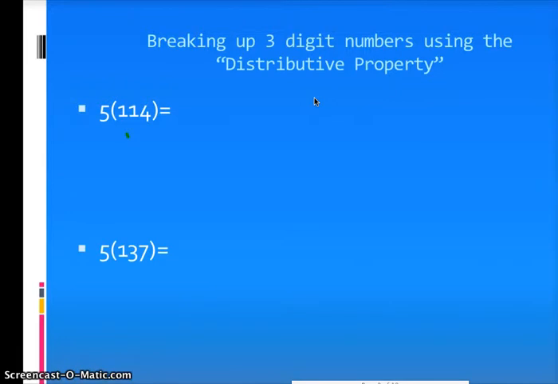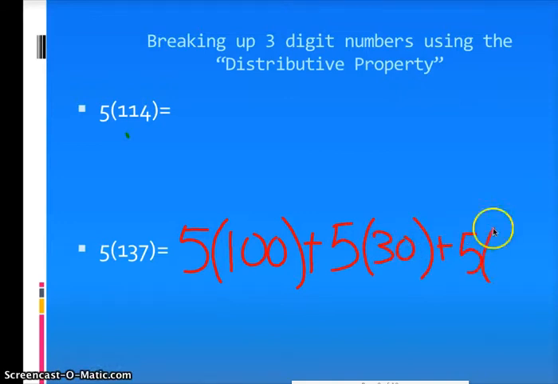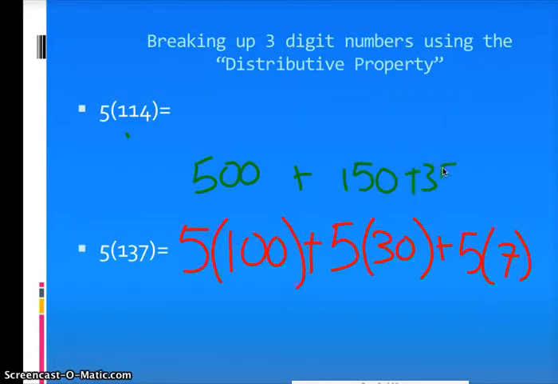Next, we have 500 plus 5 times 30 plus 5 times 7. We have our ones, our tens, and our hundreds. So this will be 500 plus 5 times 30 is 150. And then plus we have 35. Add that all up, we have 685.